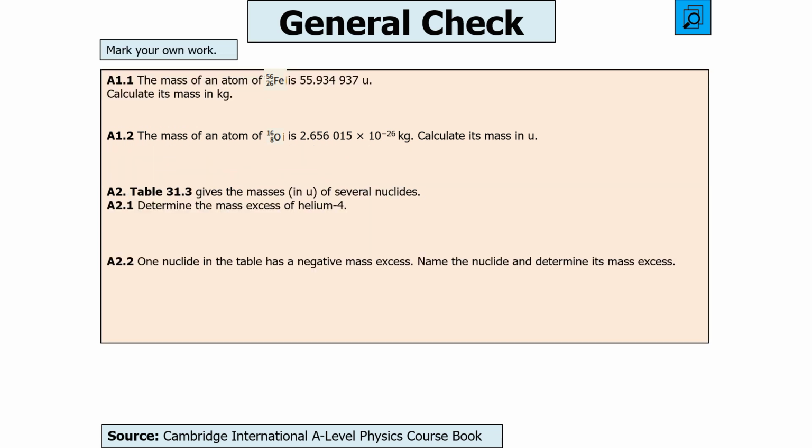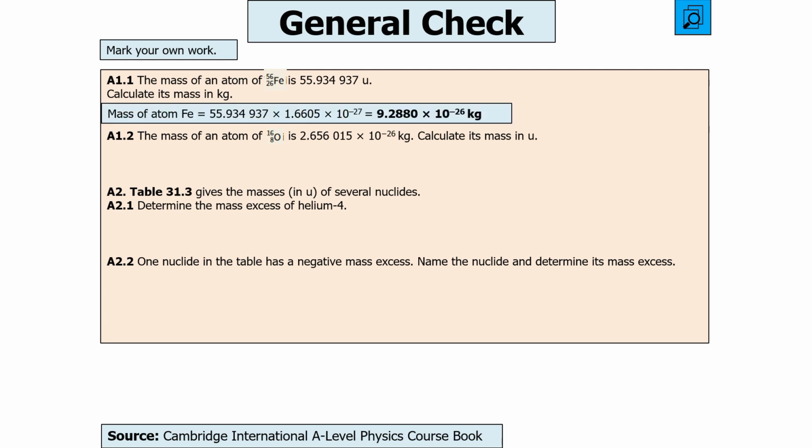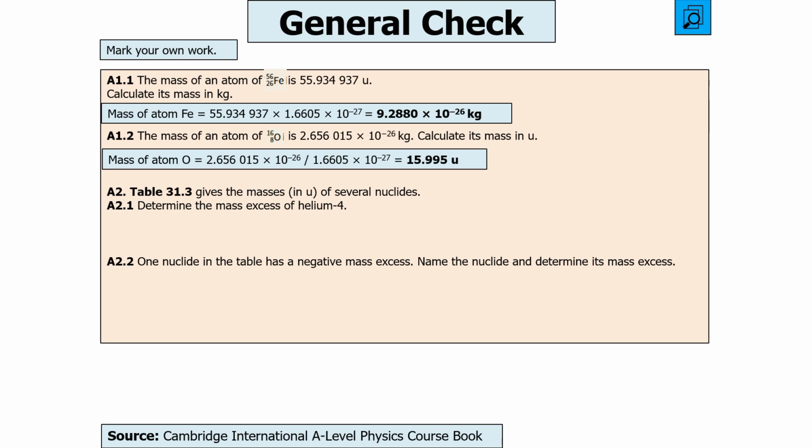Right, in this first one, how can you convert from U into kilograms? Multiply by 1.661 times 10 to the minus 27, so it's 9.2880 times 10 to the minus 26 kilograms. We can reverse it by dividing by 1.661 times 10 to the minus 27, so it's 15.995 U.